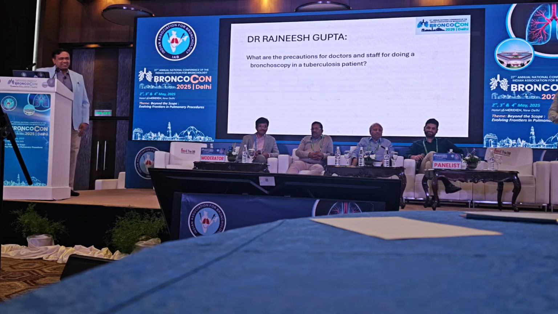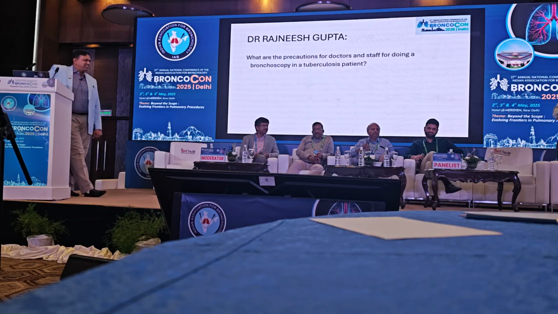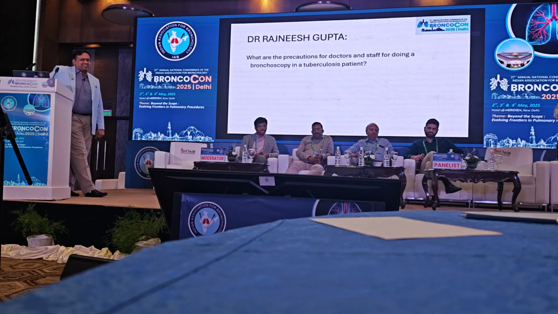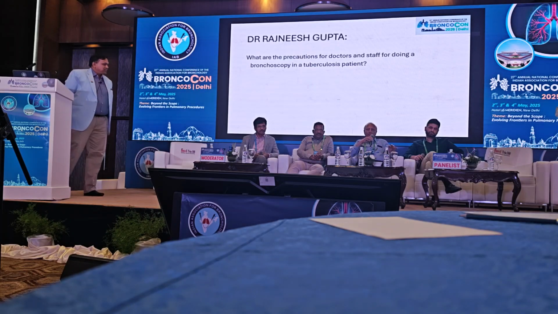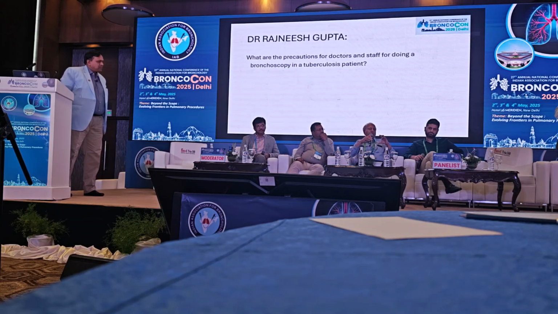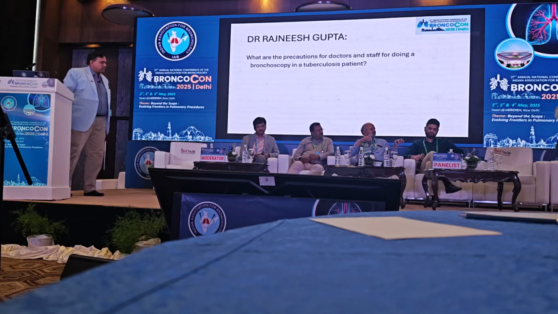Yeah, Kamlesh. So next question to Dr. Rajneesh. What are the precautions for doctors and staff for doing a bronchoscopy in a TB patient? Okay, so before this, we should have a bronchoscopy place where infection control measures are in place. Preferably there should be 15 air changes per hour. Then there should be an exhaust system with unidirectional flow.